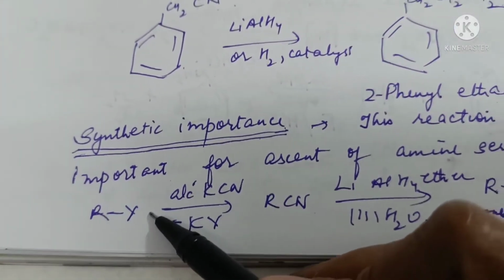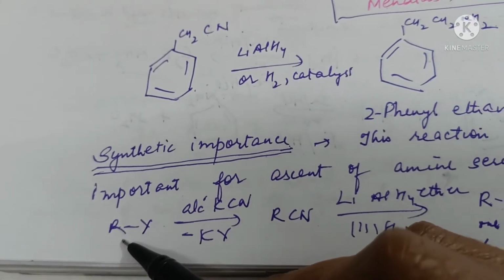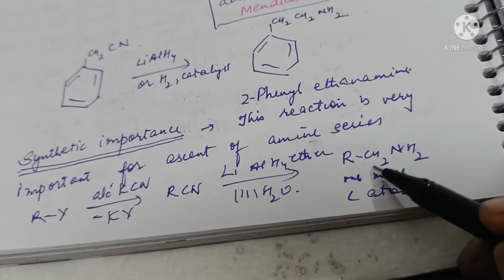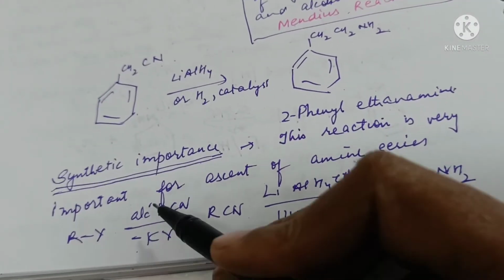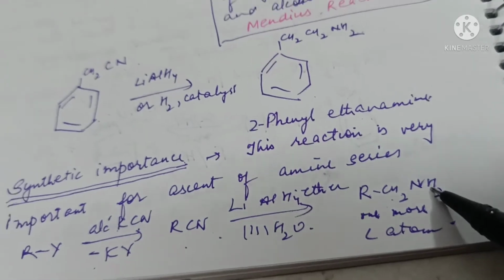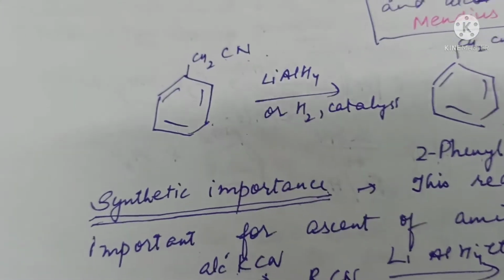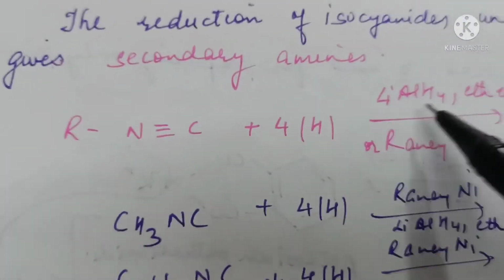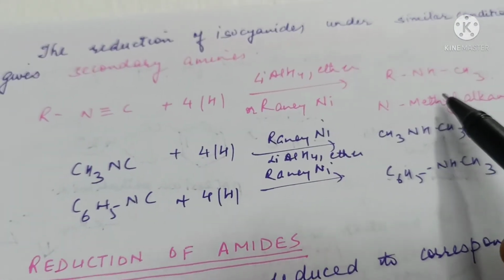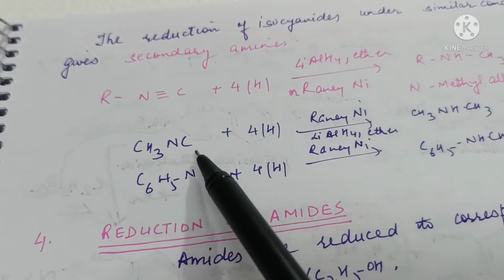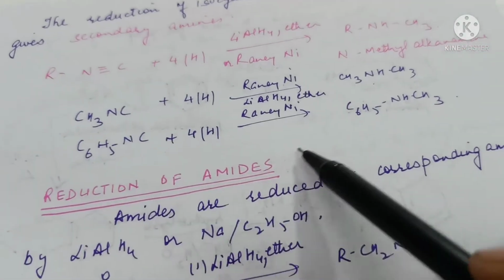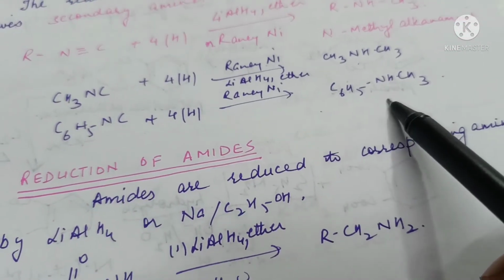So if alkyl halide contains R carbon atoms, the amine that will be prepared will have one more carbon atom extra. Alkyl halide on reaction with alcoholic KCN will form alkyl cyanide, which on reduction will form amine with one carbon more. Similarly, reduction of isocyanides can be done with the same reagents. In this case, secondary amine will be produced. So, methyl isocyanide will produce dimethylamine, and phenyl isocyanide will produce N-methyl aniline.